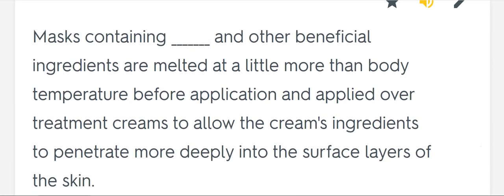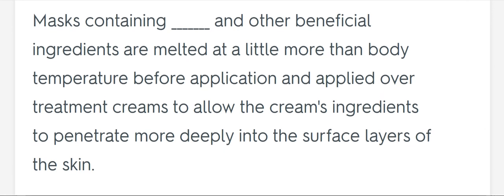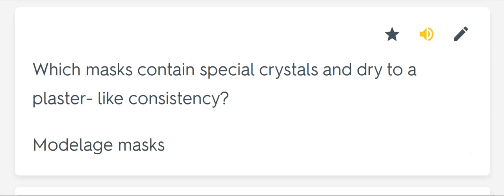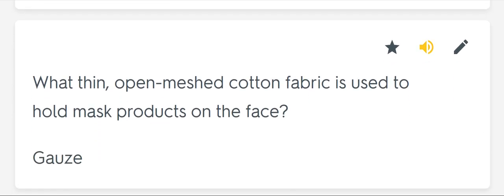Masks containing blank and other beneficial ingredients are melted at a little more than body temperature before application and applied over treatment creams to allow the cream's ingredients to penetrate more deeply into the surface layers of the skin. Paraffin. Which masks contain special crystals and dry to a plaster-like consistency? Modelage masks. What thin, open-meshed cotton fabric is used to hold mask products on the face? Gauze.